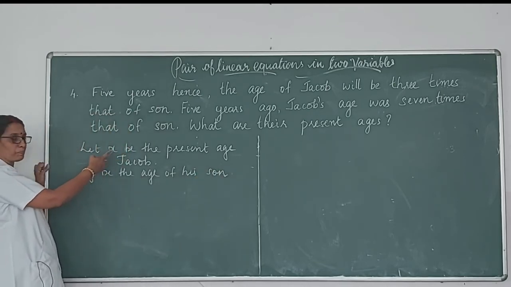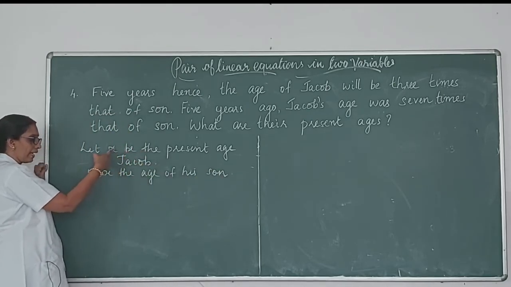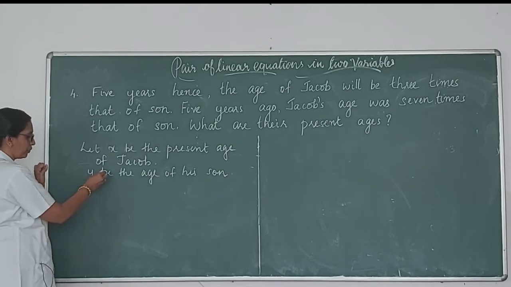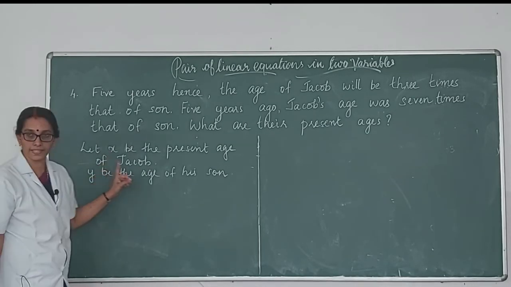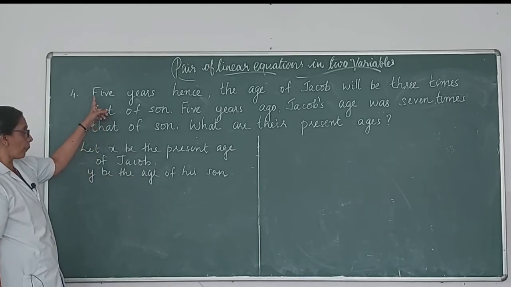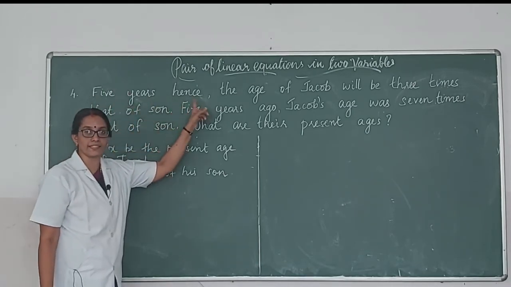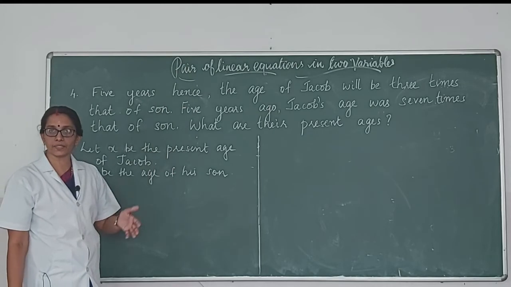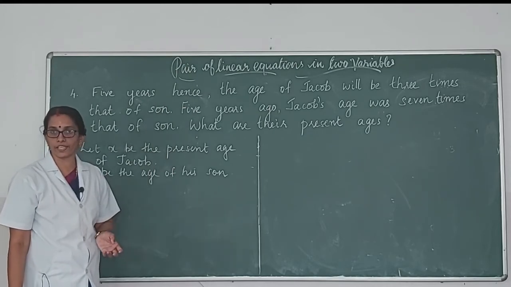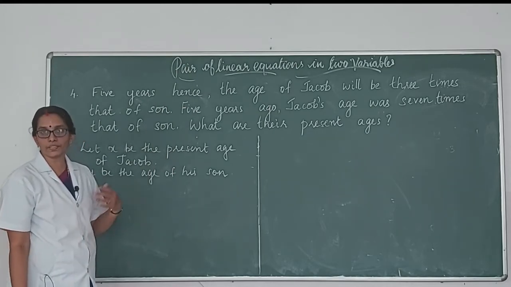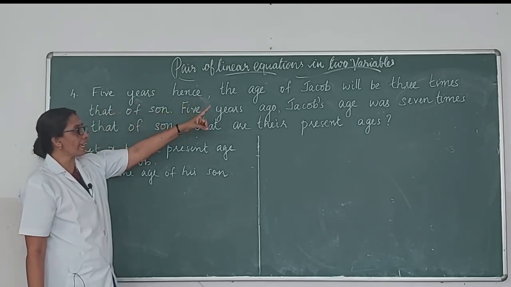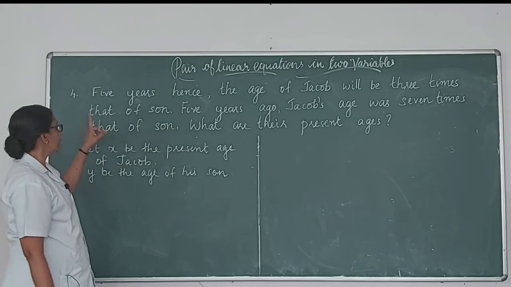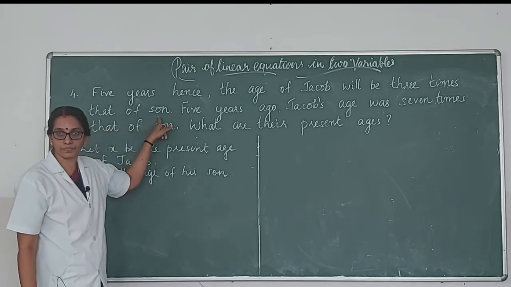So we have taken the present ages of Jacob and son as x and y. Now we have to frame the equations using this x and y. What is given? 5 years hence. 5 years hence means after 5 years or 5 years later. 5 years hence, the age of Jacob will be 3 times that of son.